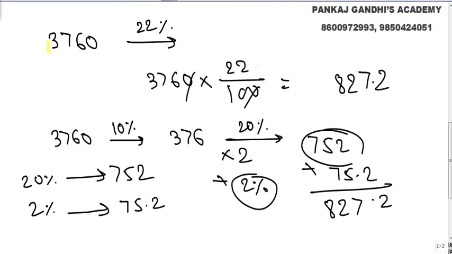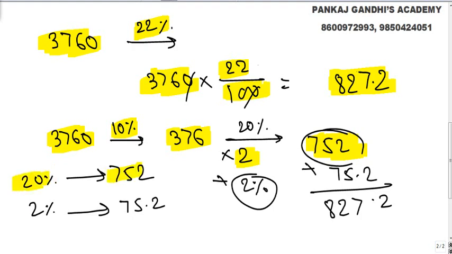I repeat quickly. We needed 3760's 22%. One way is solving it into 22 upon 100. Other way, 3760, 10% of that is 376. Into 2 will make it 20%. If 20% is this, 2% will be divided by 10. 20% plus 2%, we get this thing.